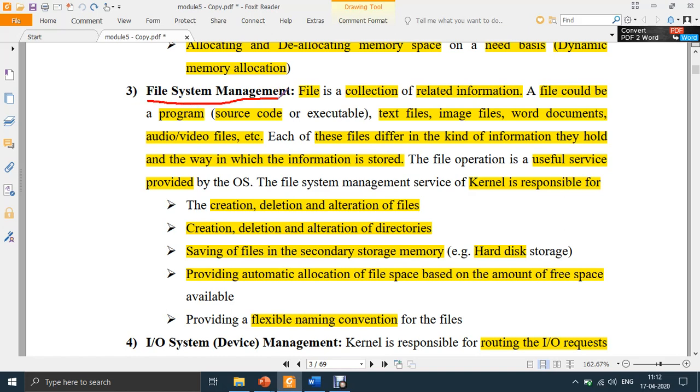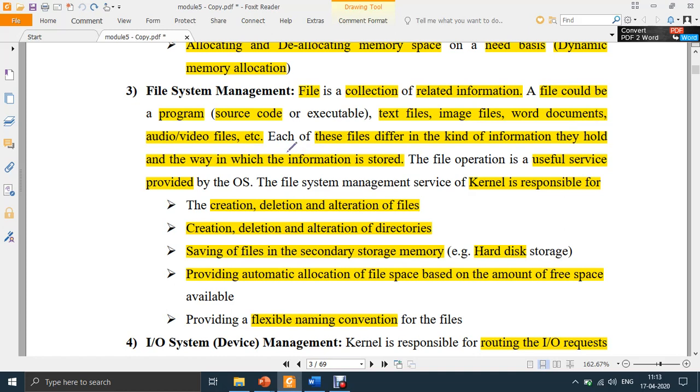Next, file system management. This is the third service provided by the kernel. What is a file? It is a collection of related information. For example, a text file, wherein you'll have the text data. That is what is a file. A file could be a program, which is nothing but the source code or executable, so it can be a .exe file, or it can be a text file, or an image file. It can be a Word document. It can be audio video files. All these are nothing but various types of files.